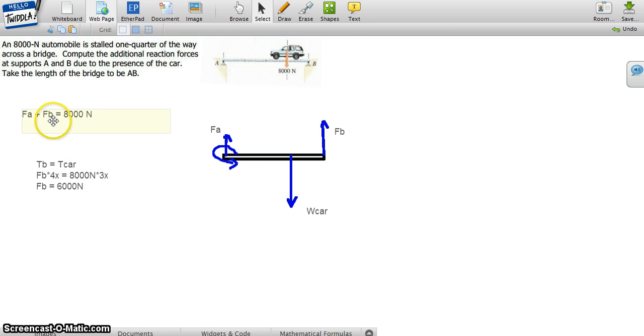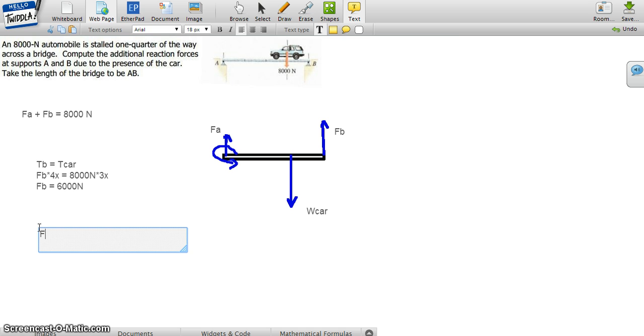Since I've already written this equation up here, FA plus FB equals 8,000 newtons, I should be able to easily figure out what the force of A is. Force of A is going to be equal to 8,000 newtons minus the force of B, which I just found was 6,000 newtons. So that means F of A is equal to 2,000 newtons.